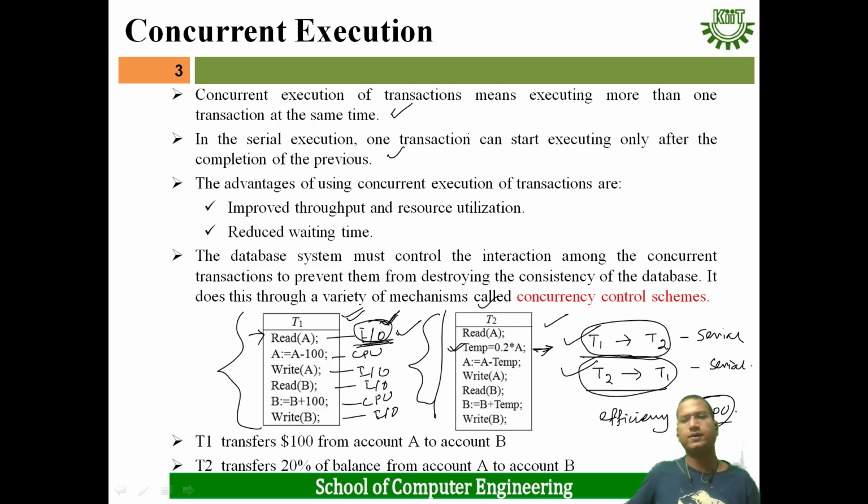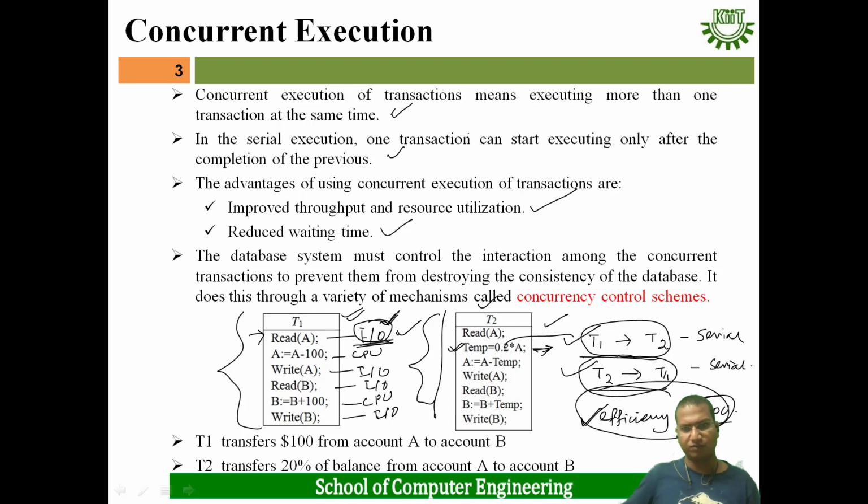That means, as in process management also, the main aim is to increase the CPU efficiency by keeping the CPU always engaged. Similarly in this case also we need concurrent execution to improve the throughput or resource utilization of the CPU and reduce waiting time. That means ultimately concurrent execution of transactions is needed to increase the CPU efficiency.